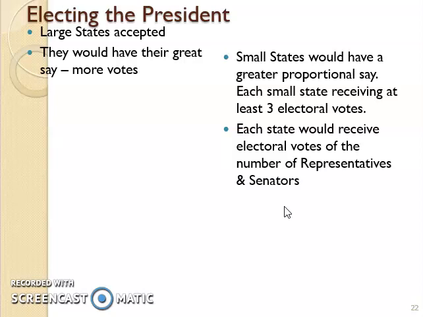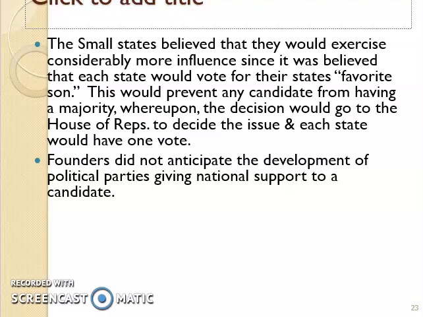And so this was then also acceptable to the small states. There were other issues going on as well. Namely, in addition to that idea that they would have greater proportional say, the small states also knew that you had to have a majority in the Electoral College to become president. If you didn't have a majority in the Electoral College, the decision would then move to the House of Representatives, where each state delegation would cast 1 vote.